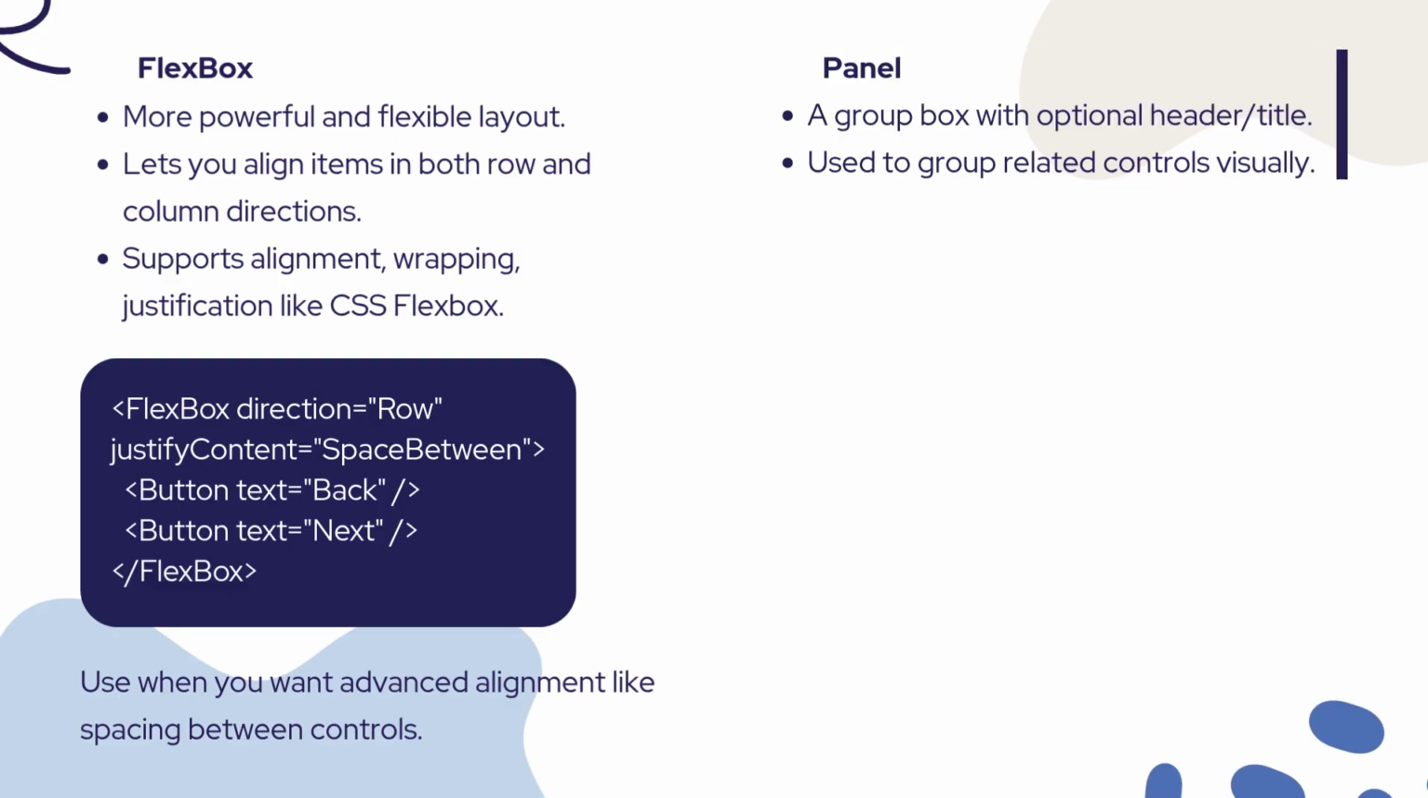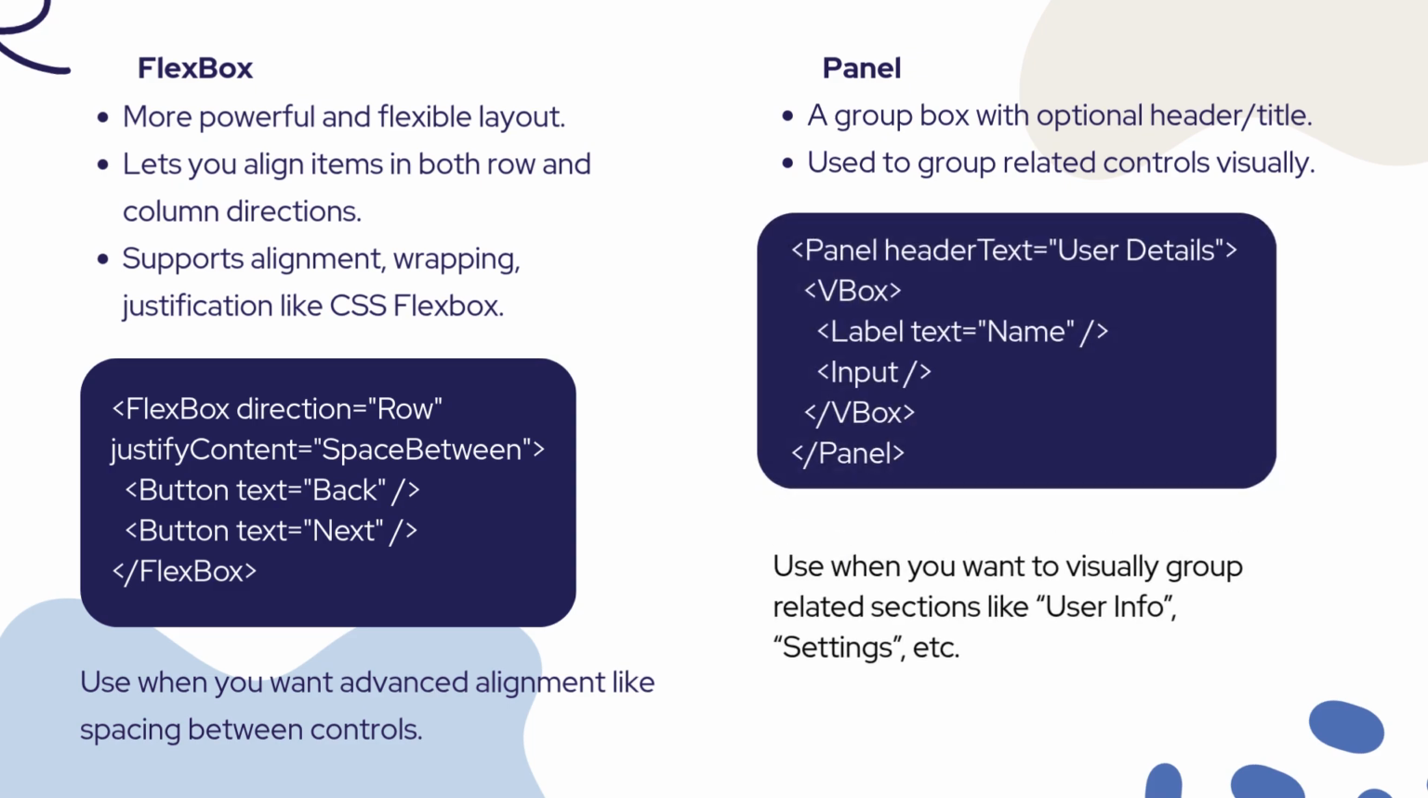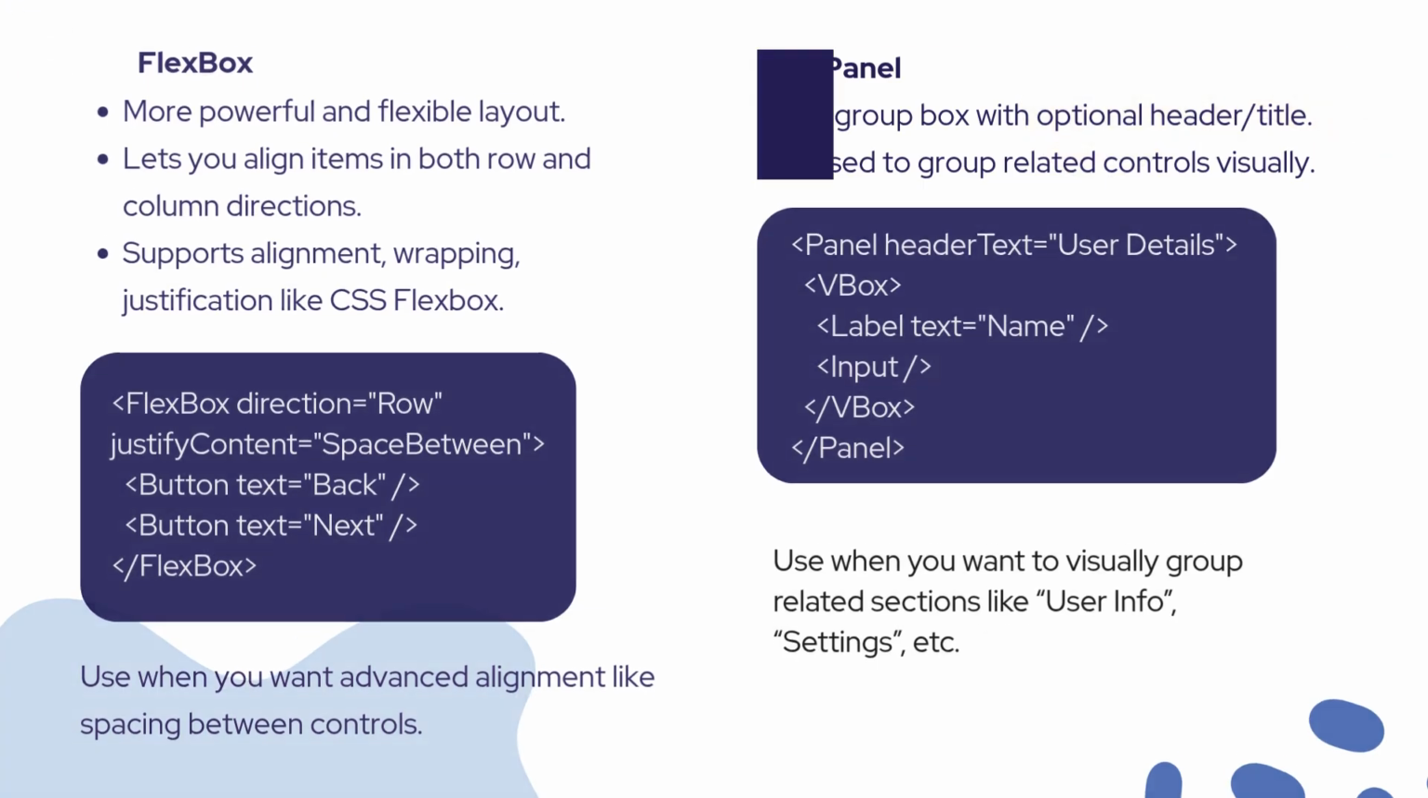The fifth one is Panel. A panel is like a group box with a title. It visually groups related content. So in the example below you can see, and use it when you have sections like user info or settings.